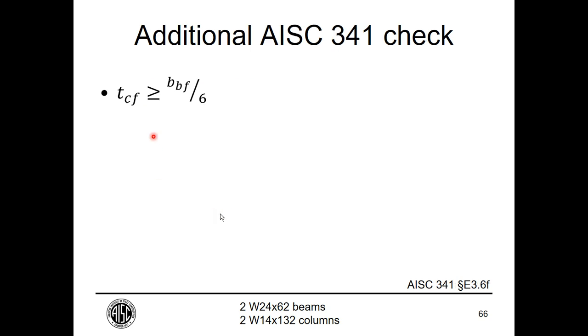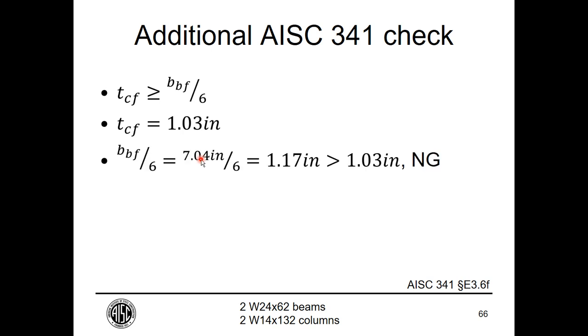Also, this equation is both in 2016 and 2010, minimum column flange thickness. It works out to 1.17, which is greater than the 1.03 that we have. And so, for a couple of different reasons, continuity plates are required in this connection.